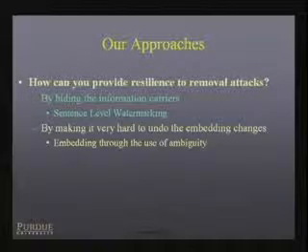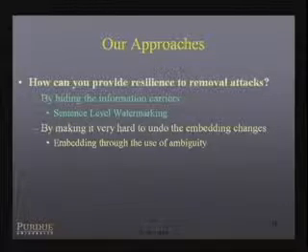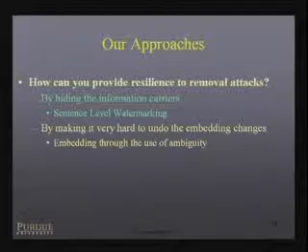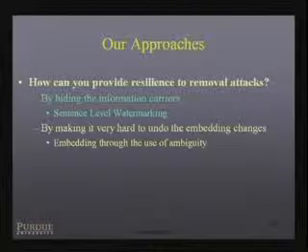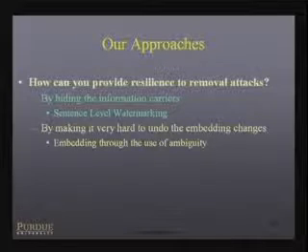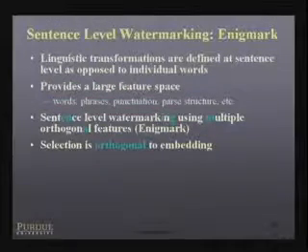You can provide resilience to removal of a text watermark in two ways. One of them is really using obscurity. You are hiding the information carriers in a sea of many sentences. For that, we propose sentence-level watermarking. Or you can make it really hard for the attacker to undo the embedding changes. And that one is the second and the third work that I will tell you about.